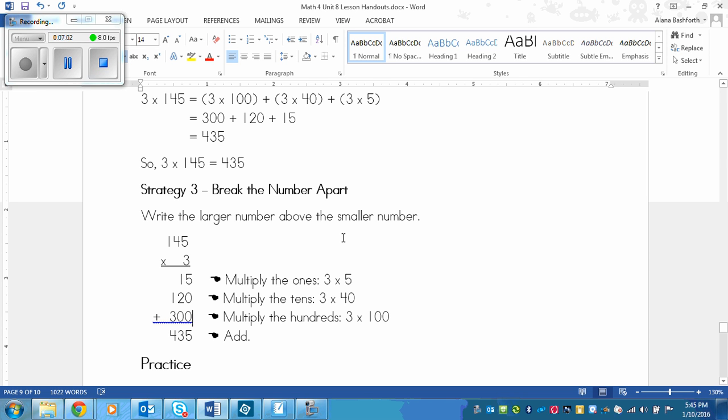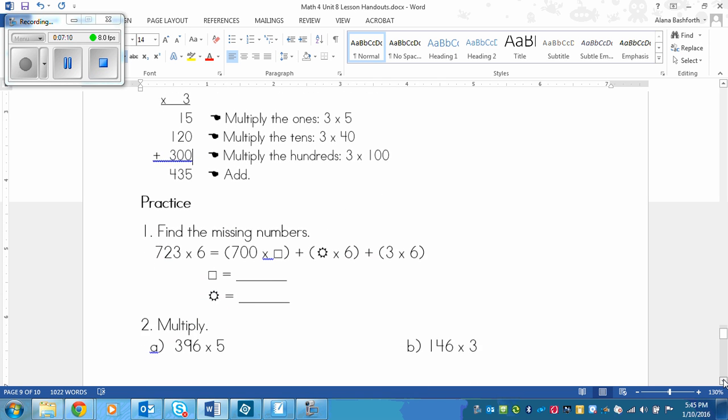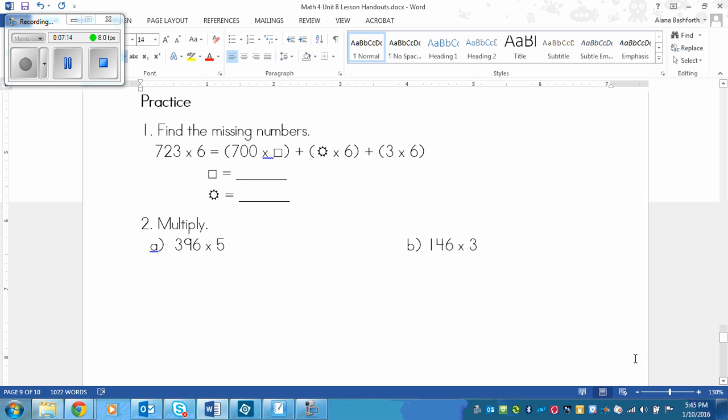Okay, if you need to see any of those strategies again, then please rewind the video and watch them. If you feel confident that you could practice these strategies, then we will do the practice. So please pause the video now, and once you've completed each of these, then play the video and follow along with me.